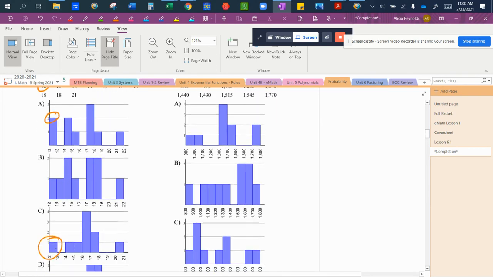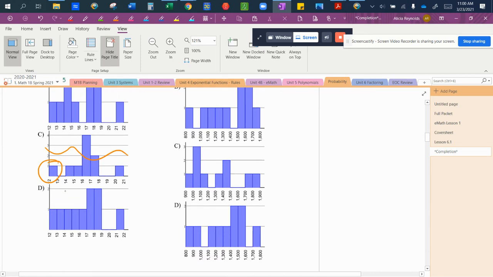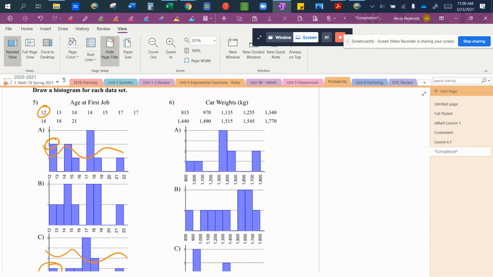So Jack is right. There is no 13 right here, so that's why C is not the answer. A is not the answer because I had two 12s. And D is not the answer because I have two 14s. So just based off of process of elimination, we can figure out what our answer should be. So we have 1 12, 1 13, 2 14s, 1 15, no 16s, 2 17s, 2 18s, and 1 21. So that's how we set up the histogram.